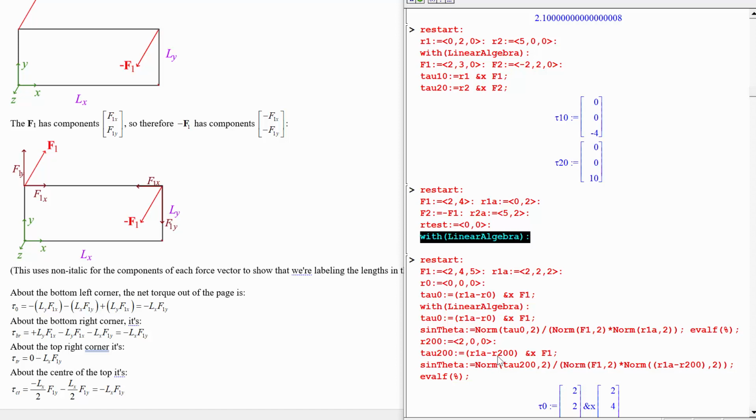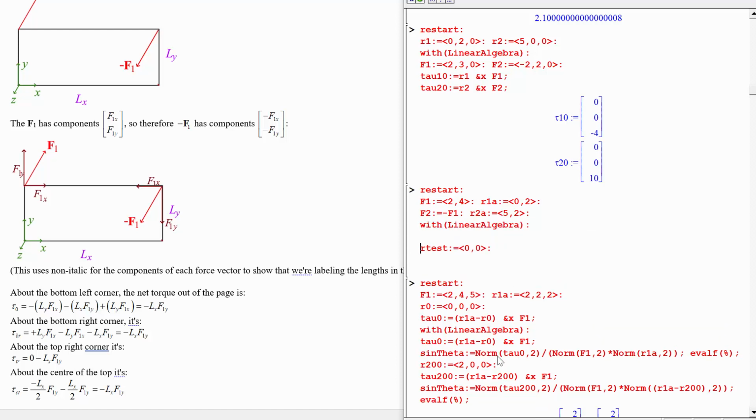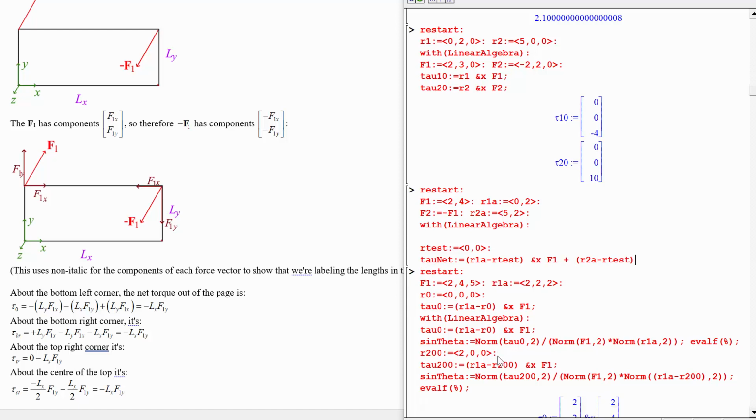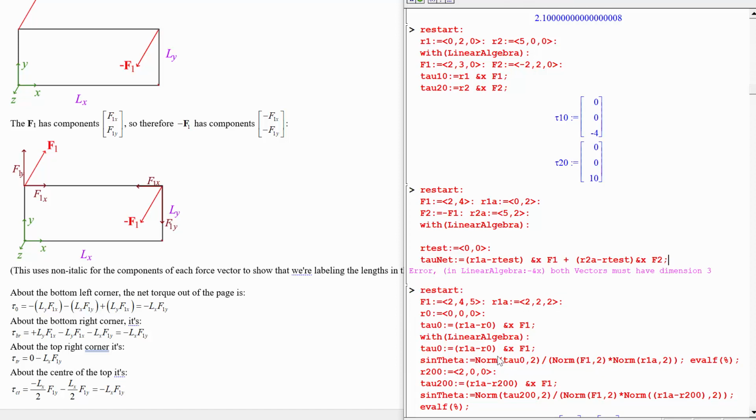Add the linear algebra package. And then we'll find the torque. Tau net is equal to R1A minus R test cross F1 plus R2A minus R test, the moment arm from where we're finding the torque to where force 2 is applied, cross F2.